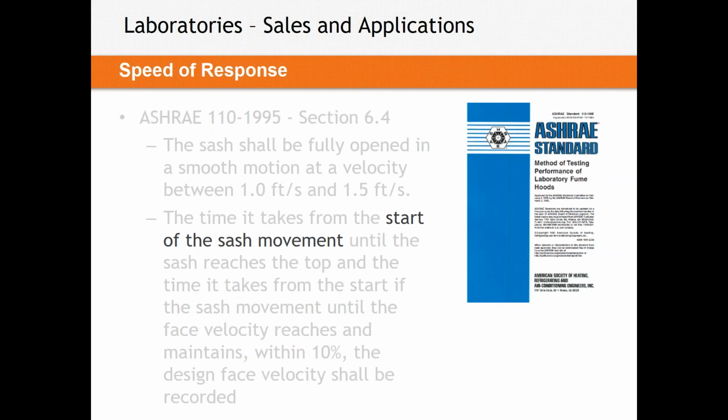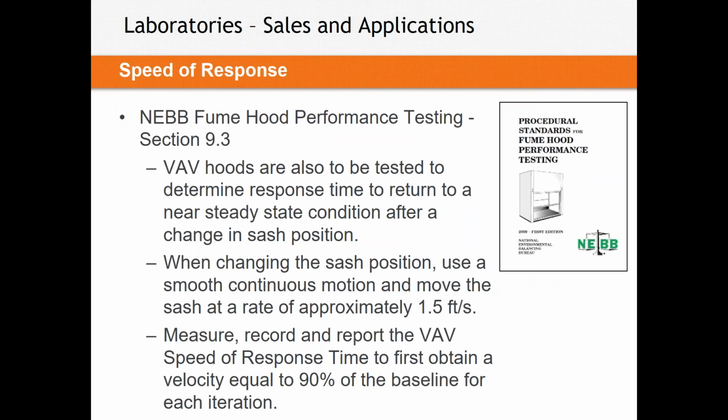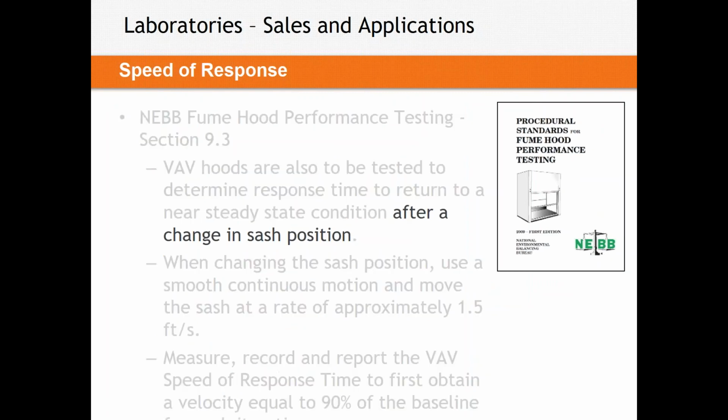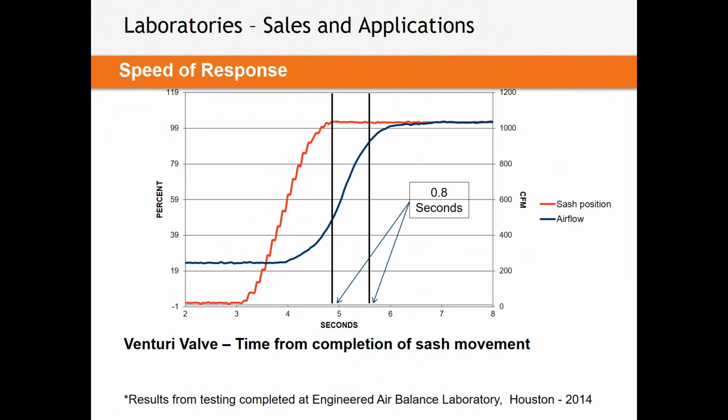But again, unfortunately, there is a third way to define speed of response of a fume hood, and that's by the NEB Fume Hood Performance Testing Standard. Now this standard is a little bit more on the middle ground and doesn't provide as much information. It says, instead of the beginning or the end, start your stopwatch after a change in sash position. Now you may ask the question, is that the beginning, middle, or end of the change? And that's really up to the person testing the fume hood. But what does this actually look like?